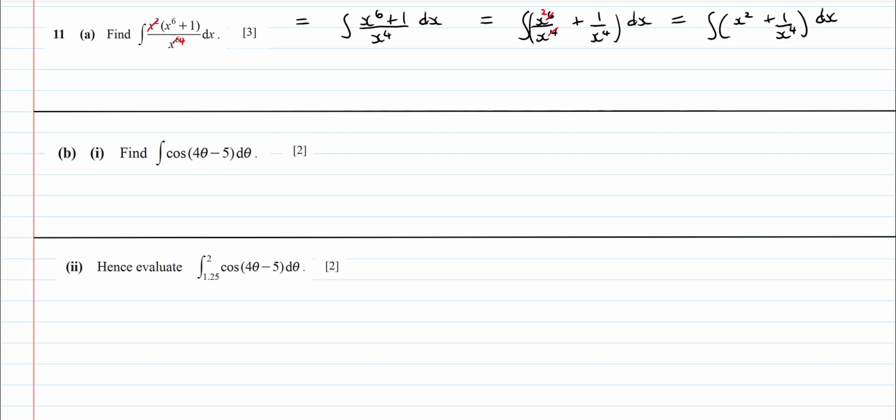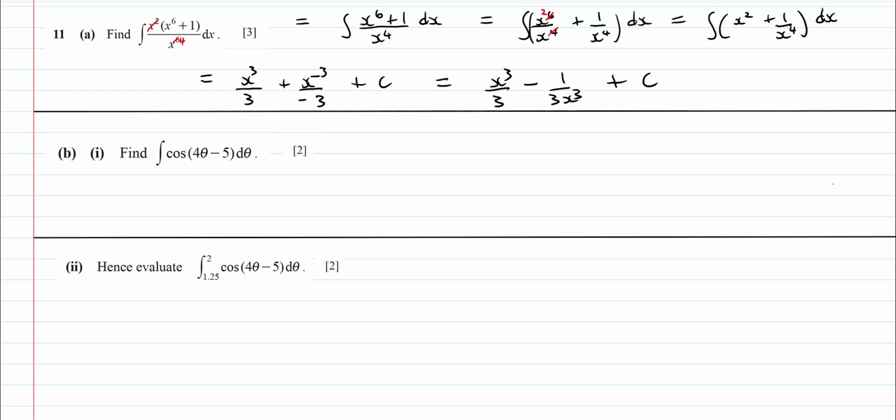So integrating that then, that x squared is going to become x cubed, and then we divide by the new power, 3, and 1 over x to the 4, that's the same as x to the negative 4. So add 1 to the power, we're going to get x to the negative 3, and divide by the new power, which is negative 3. And then we add our constant of integration, and just tidying that up a bit, we're going to get x cubed over 3 minus 1 over 3 x cubed plus c.